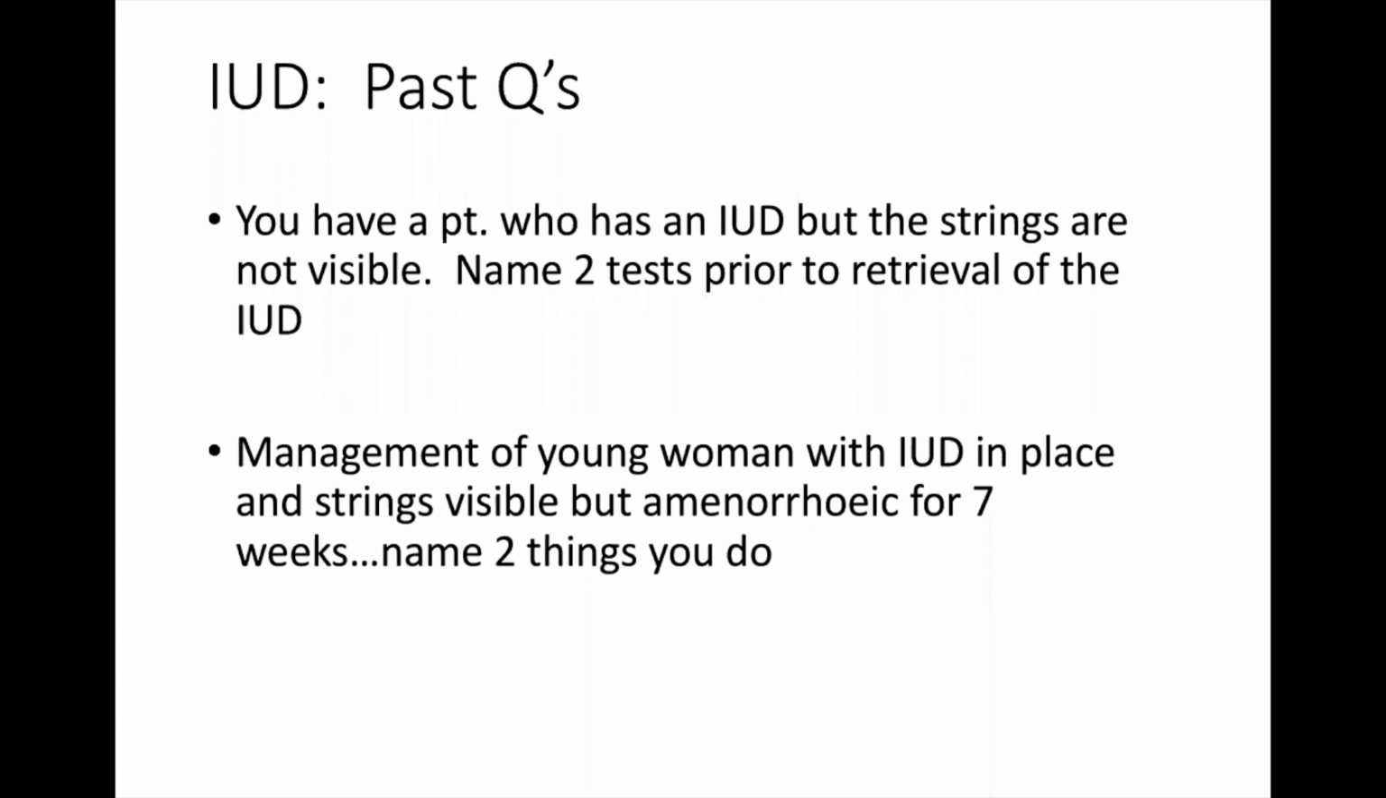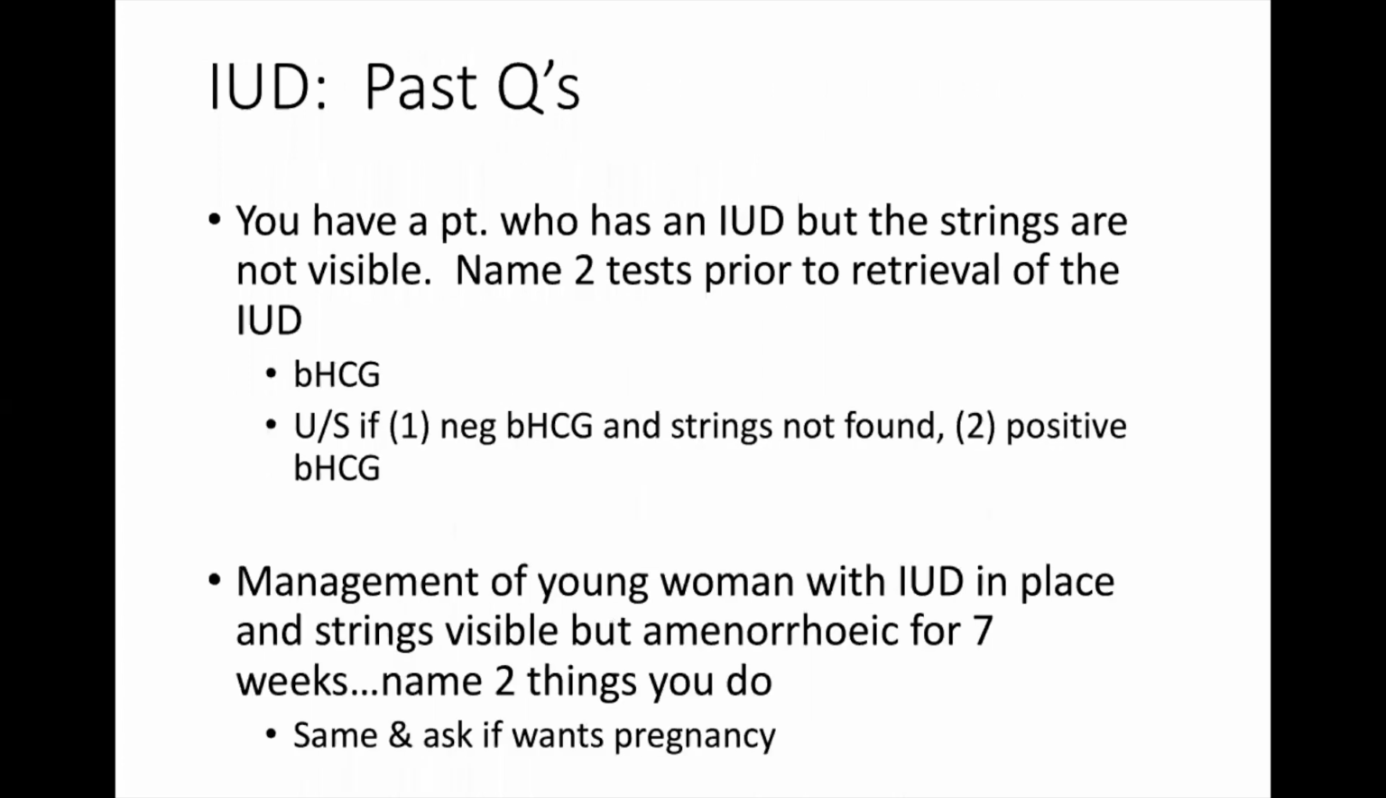You have a patient who has an IUD, but the strings are not visible. Name 2 tests prior to retrieval of the IUD: of course beta HCG and an ultrasound. Management of a young woman with IUD in place and the string visible, but amenorrhea for 6 weeks. Name 2 things that you would do. So the same, beta HCG and an ultrasound.